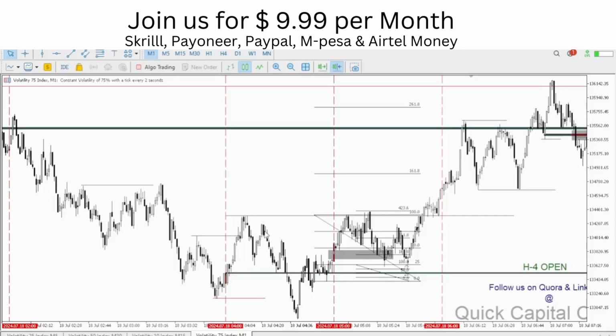This is what ICT calls the silver bullet, because as you see, we just took out buy side liquidity and broke the structure to the downside, leaving a small fair value gap. Let me show you that small fair value gap. This one over here is the small fair value gap I'm talking about.